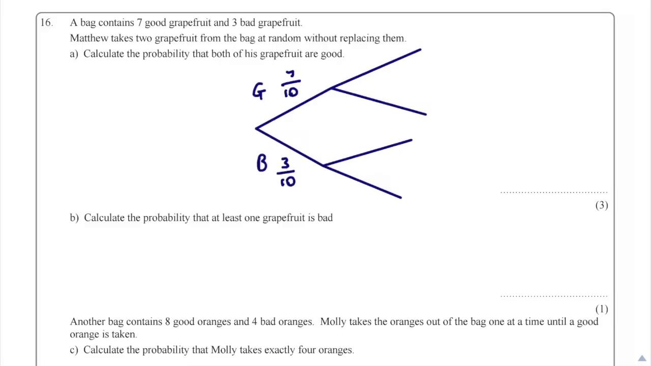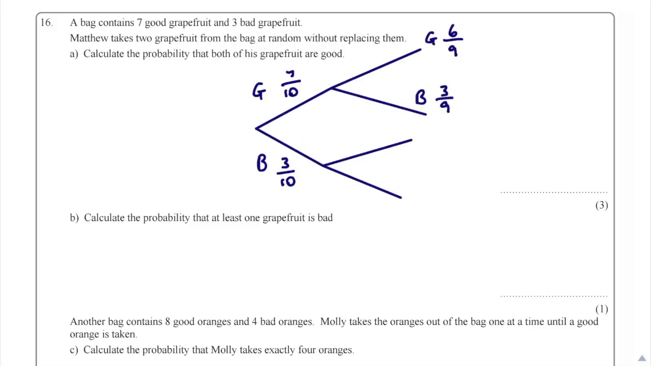Now what's going to happen when he takes the second grapefruit from the bag? Well, he's taken 1 grapefruit from the bag, so the total number of grapefruit in the bag is going to decrease by 1. So we're going to have our probability out of 9 now. And if he's taken a good grapefruit, then 7 is going to reduce by 1 to 6. So the probability is going to be 6 over 9 for good grapefruit. That means the probability that he gets bad grapefruit, given that he's already taken out a good grapefruit, is going to be 3 over 9.